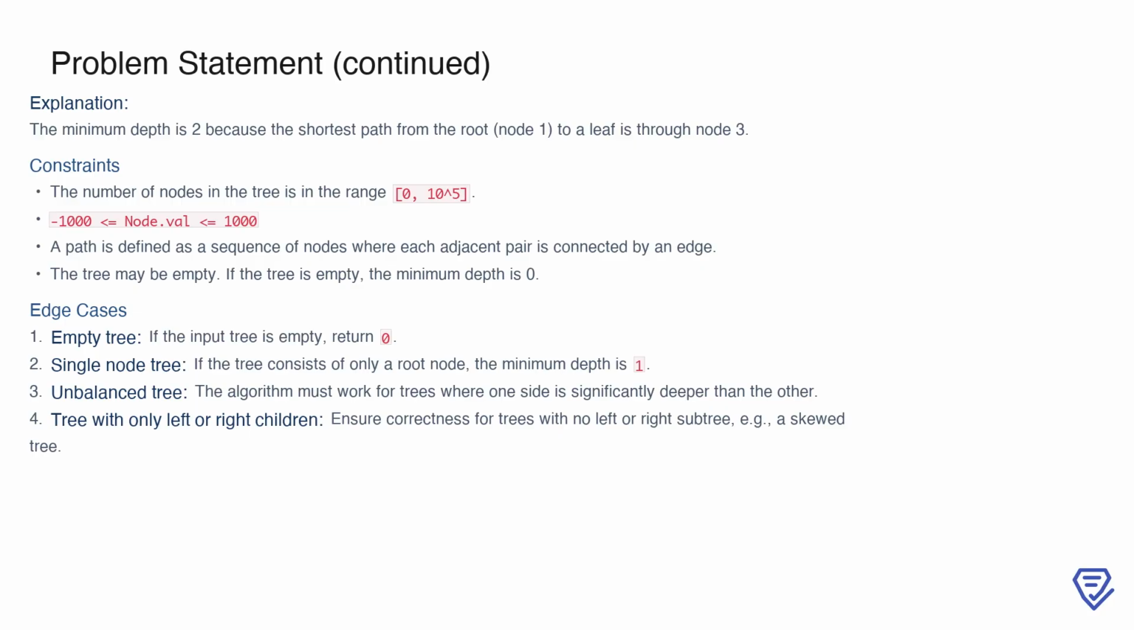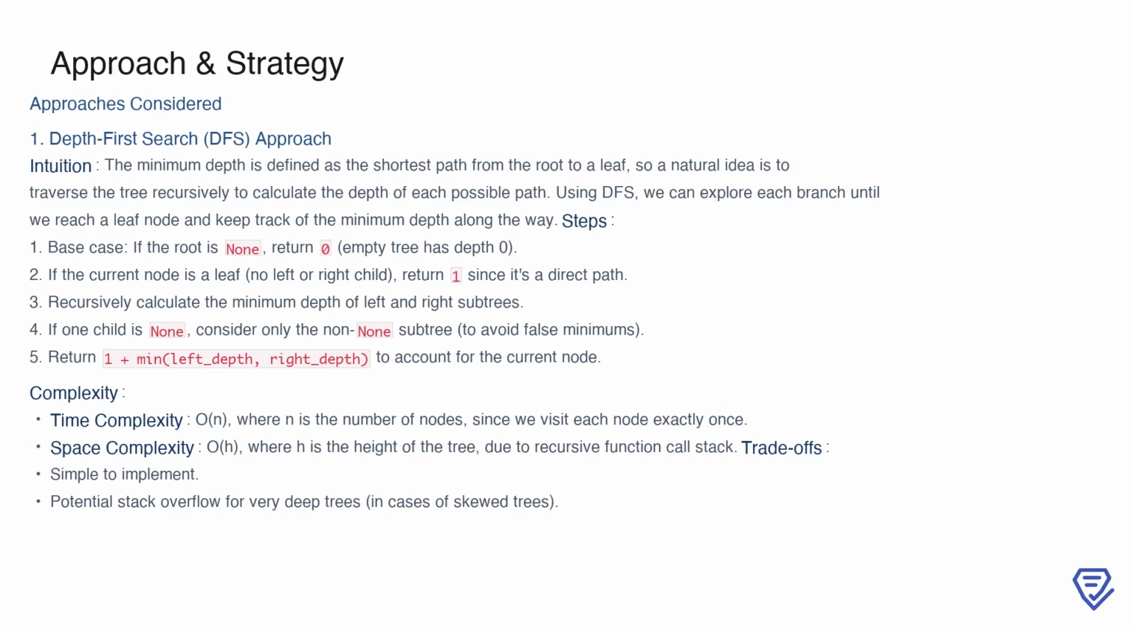When solving this problem, keep in mind the constraints, such as the tree containing up to 100,000 nodes, and edge cases like empty trees, skewed trees, or trees with only a single node. For instance, if the tree is empty, the minimum depth is 0, while a single node tree has a minimum depth of 1.